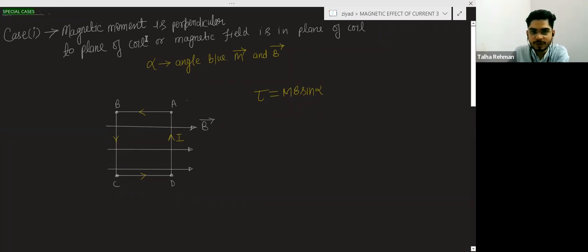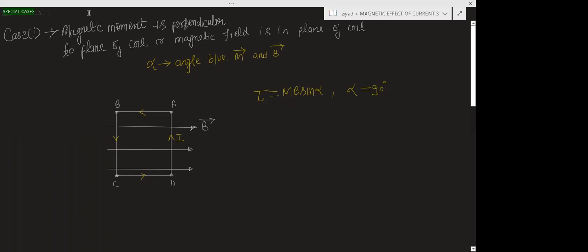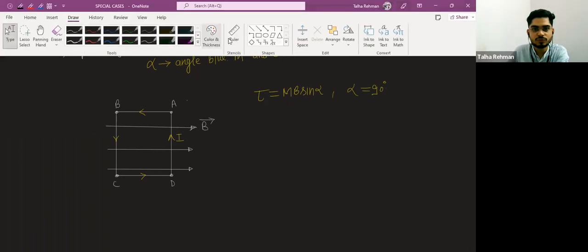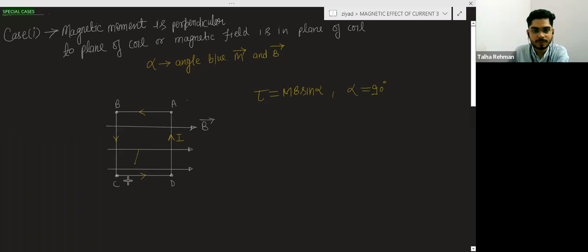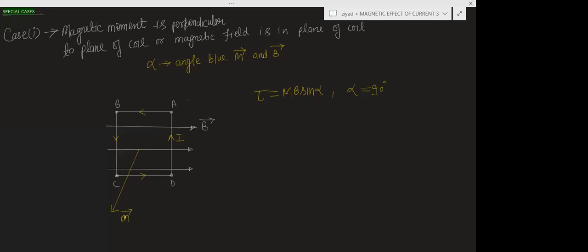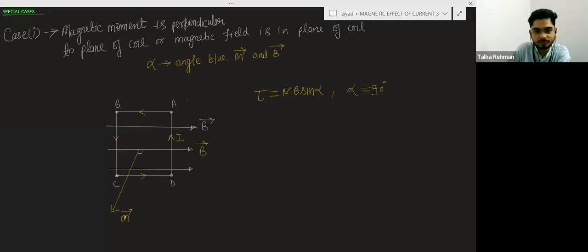Magnetic moment perpendicular to the plane of the coil means what is the value of alpha? 90 degrees, because the magnetic moment is perpendicular to the magnetic field. So here, this is the magnetic moment, suppose, and this magnetic moment is perpendicular to the magnetic field. So you will put MV sine 90. Instead of alpha, we will put 90 degrees. So this will be the maximum torque, that is MV, because sine 90 is the maximum value of sine.